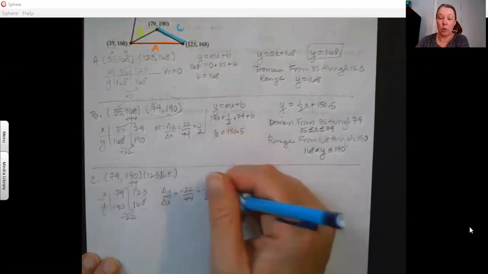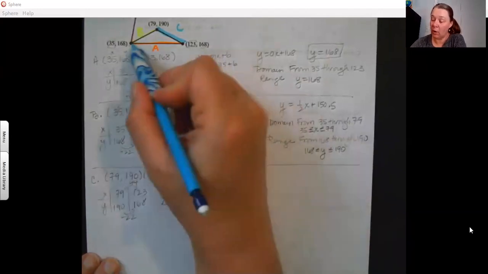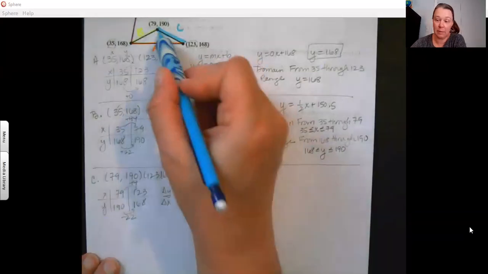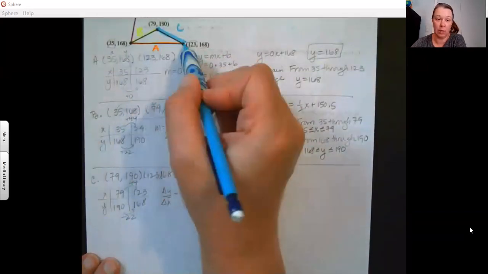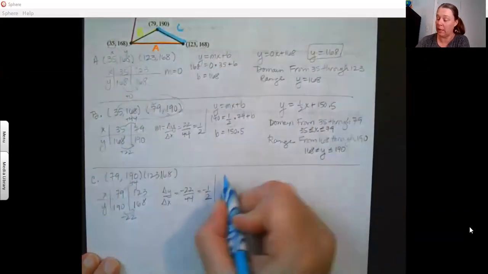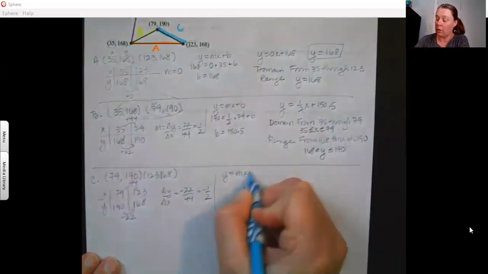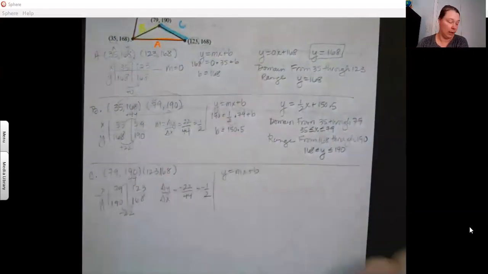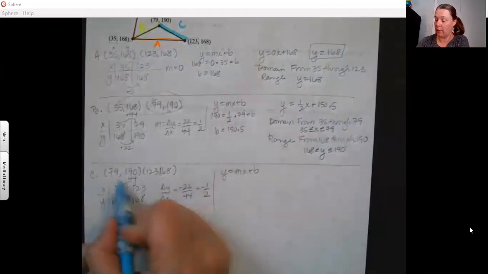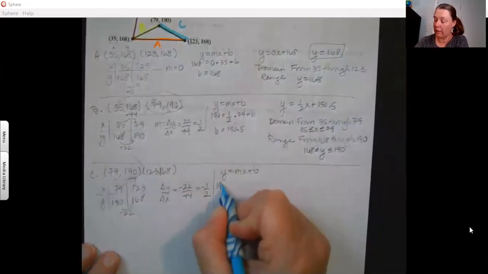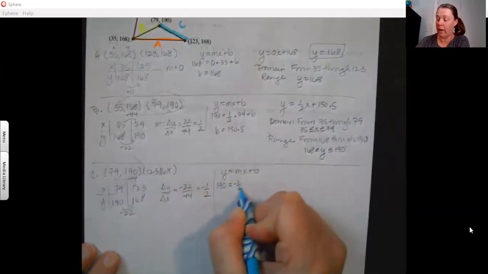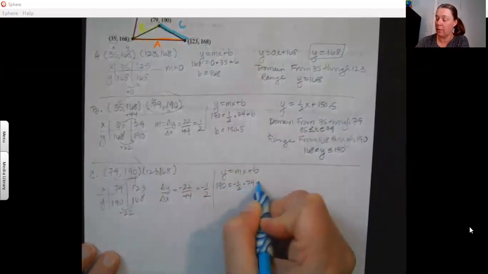Okay, so notice these were opposites, and you can see, okay, they seem to have the same steepness. This one just is increasing, this is decreasing. That's what the difference is between a positive and negative slope. Okay, so my y value, again, it makes no difference. Which one do you like? We can use this one again, the 190 for the y, and then negative 1/2 for the m, and then 79 for the x plus b.